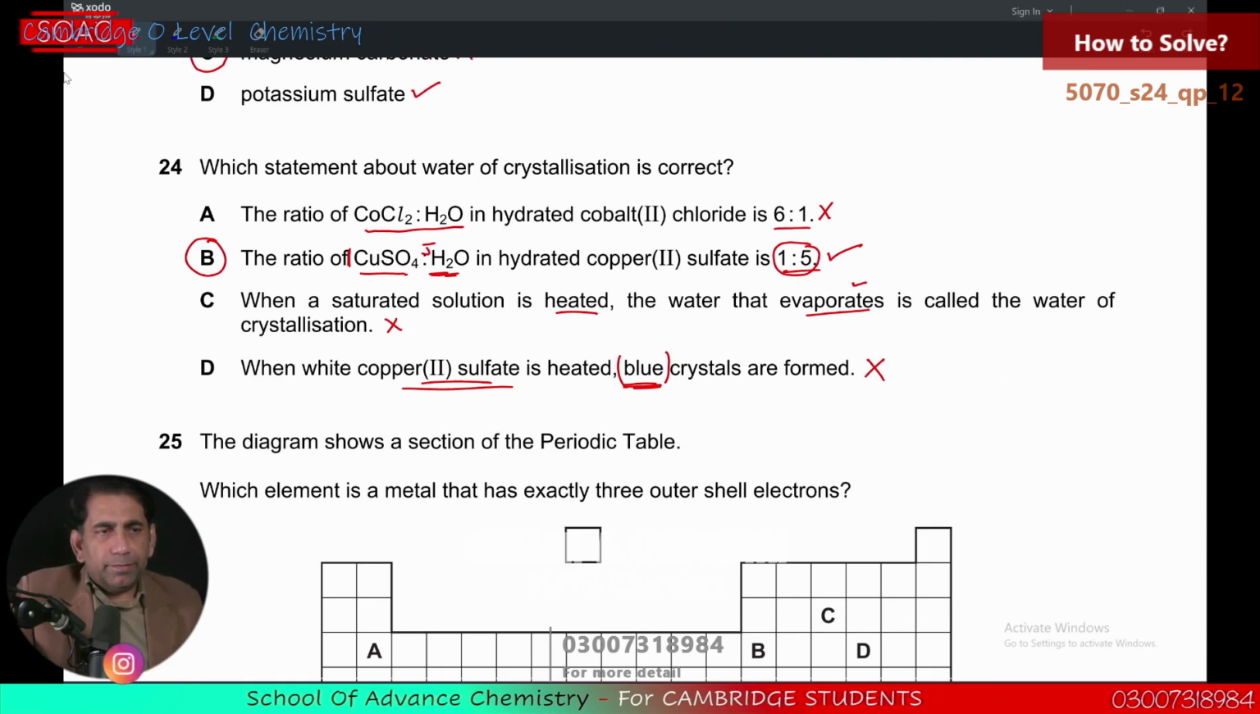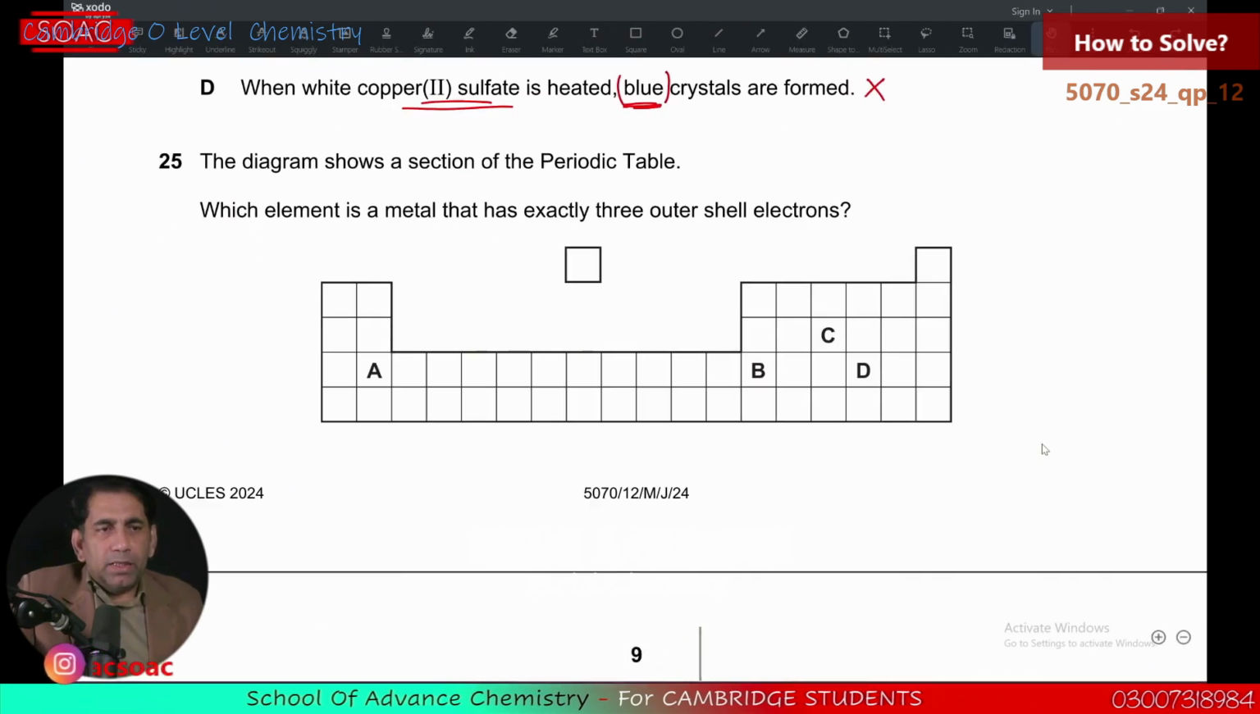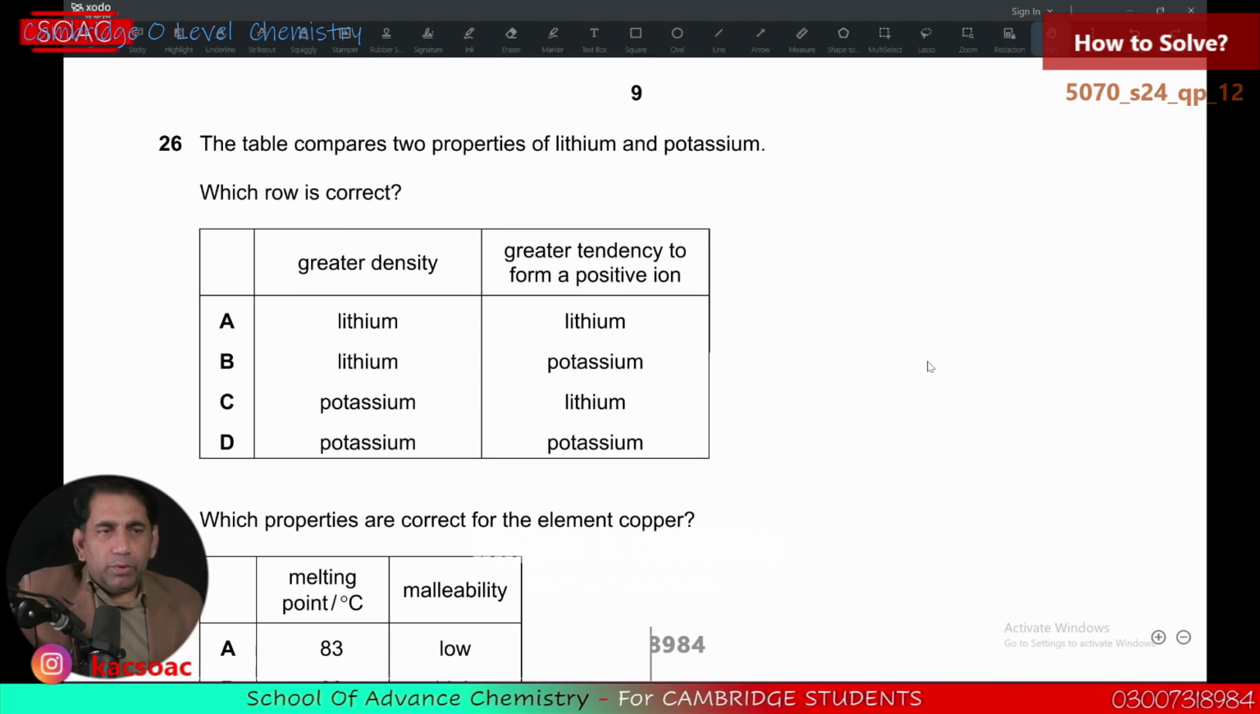Question number 25. The diagram shows a section of the periodic table. Which element is a metal that has exactly 3 outer shell electrons? So 3 outer shell electrons means its group number should be equal to 3. So 1, 2, here are the transition elements, and 3. So this one, B, is the correct option. It is a member of group 3 and it has 3 outer shell electrons.